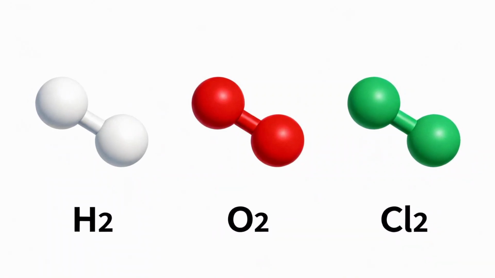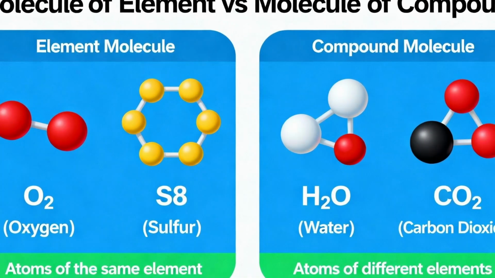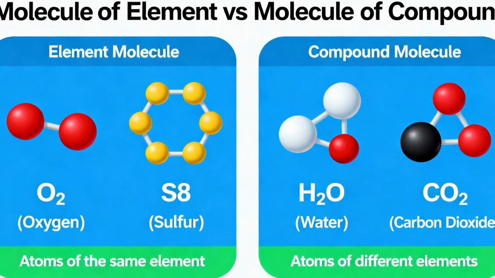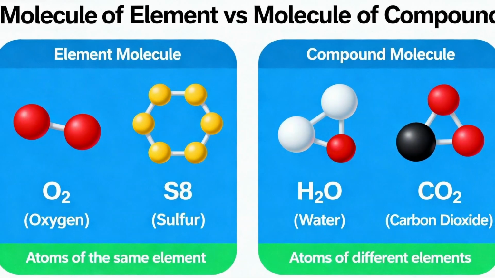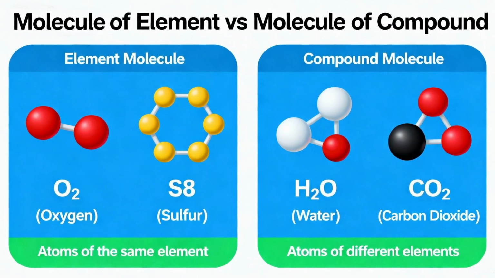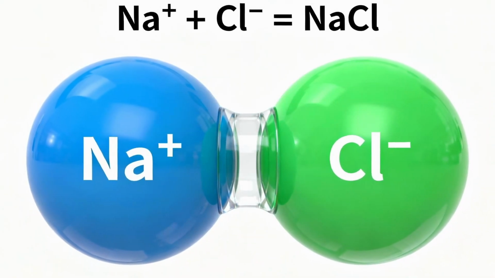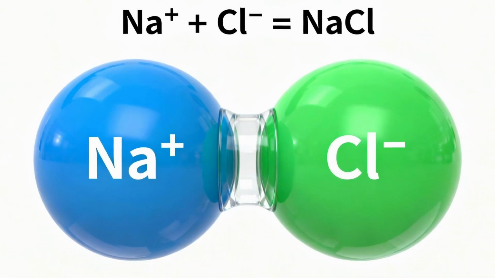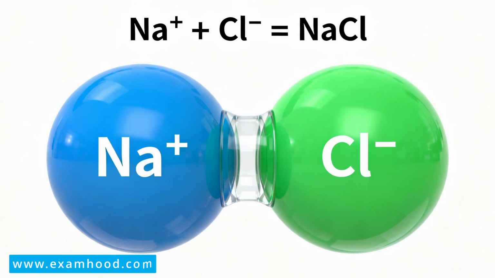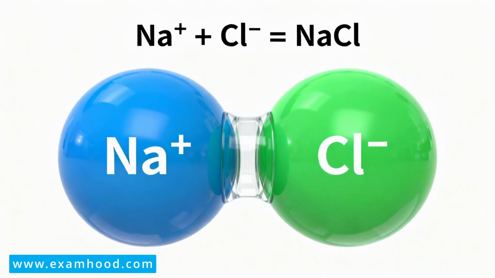Then we have molecules of compounds. That is when two or more atoms of different elements come together to form that molecule. That molecule is said to be a molecule of a compound. You understand? For instance, we have sodium chloride, which is written as NaCl. That's one molecule of sodium chloride. In one molecule of sodium chloride, you have one atom of sodium and one atom of what? Chlorine, coming together to form one molecule of that compound.